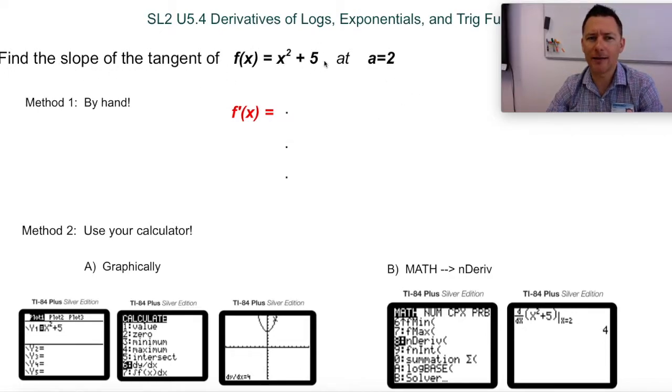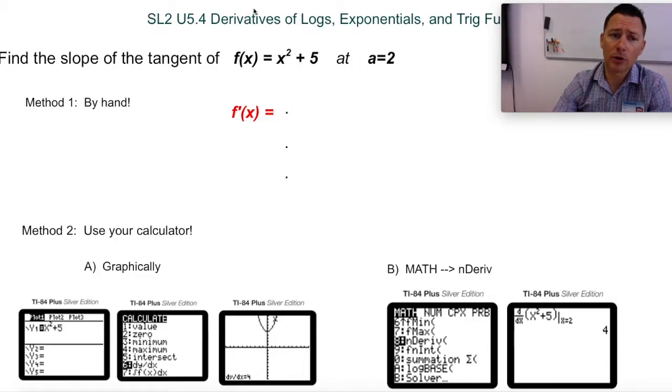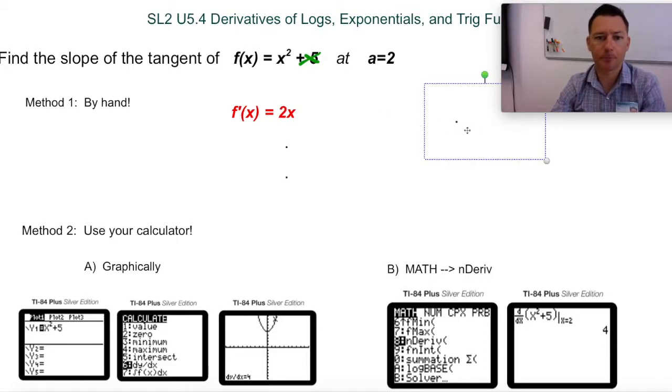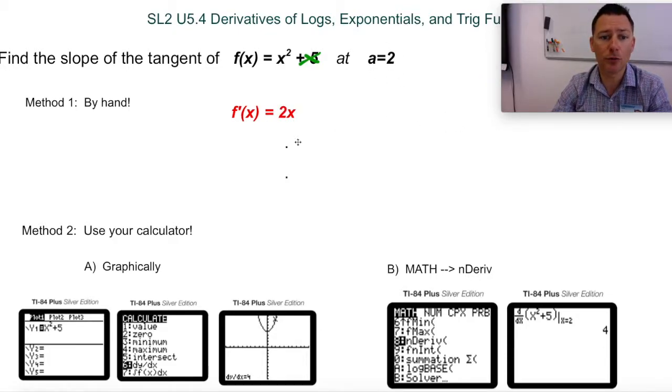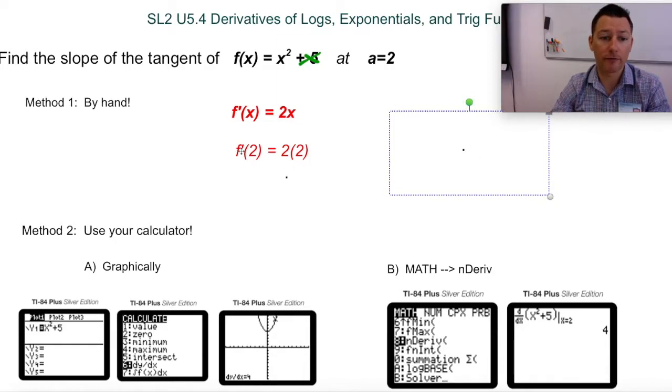We can find the slope at a certain point by hand. We learned yesterday that if we took the derivative of this, you take the exponent and multiply by the coefficient in front, and then this piece is sort of negated. So the derivative f prime of x is really 2x. And if you evaluated that at 2, f prime of 2, you'd get 4. So that's the long way to do it.